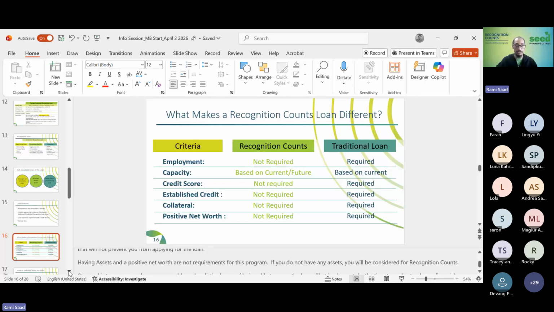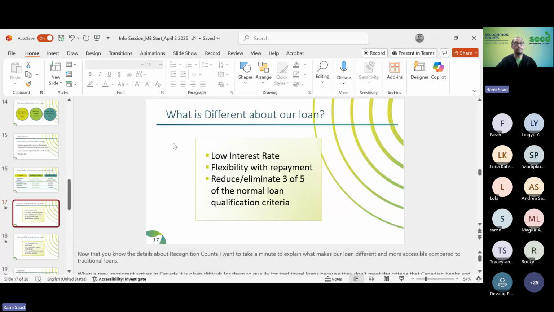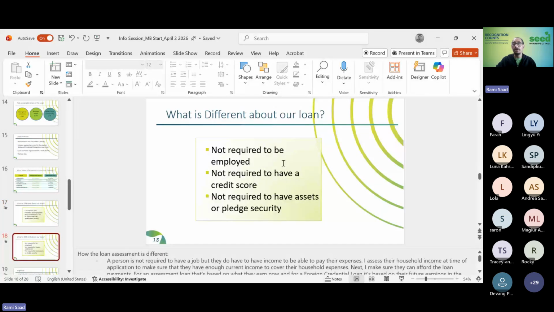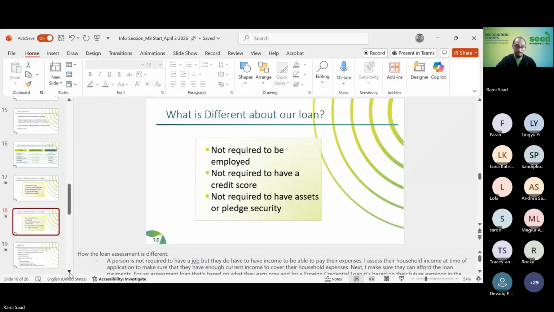All right. So with the difference here, the interest rate is lower and we are flexible with the repayment. We already reduced 3 out of the 5 from the normal loan qualification criteria that I just mentioned. You're not required to be employed. You're not required to have a credit score, and you're not required to have assets or pledge security.